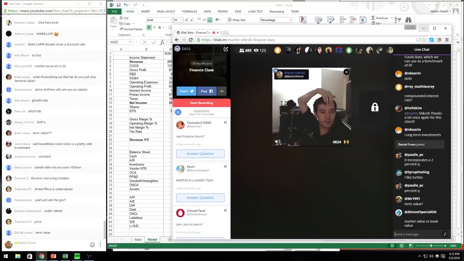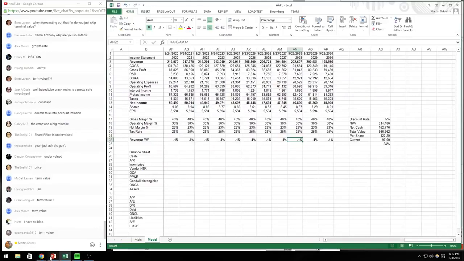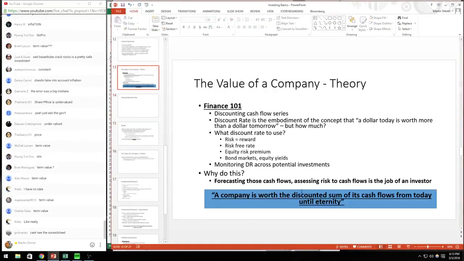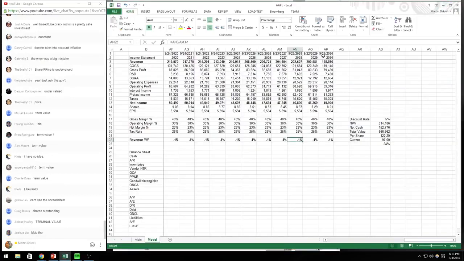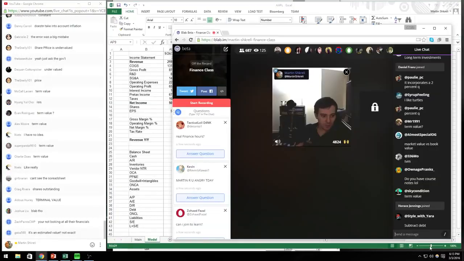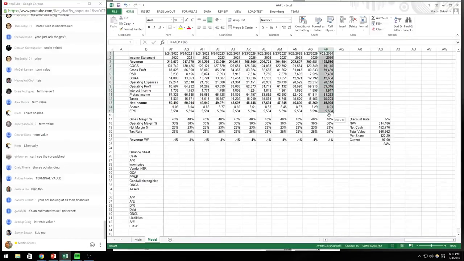The terminal value is crucial. So remember the definition. A company is worth the discounted sum of its cash flows from today until eternity. This model ended in 2030. I don't know about you guys, but I hope to be here after 2030, and I'm sure Apple feels the same way. So I think that ending the company in 2030 doesn't make sense, right? They're going to be here in 2040 and 2050 and 2060, right?